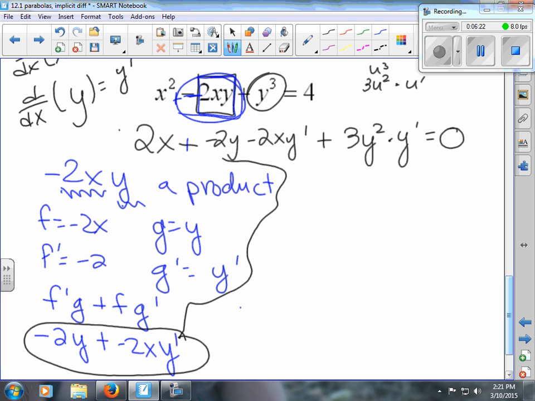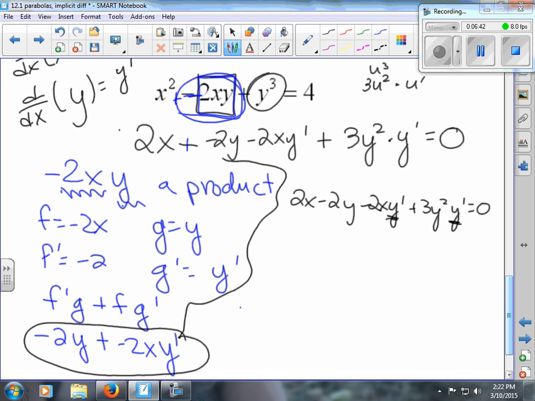Okay, and so I have this big mess here. Let me rewrite it. I have 2x minus 2y minus 2xy prime plus 3y squared y prime equals 0. And the question is, what is the derivative of y, or what is y prime? So I need to solve for y prime.